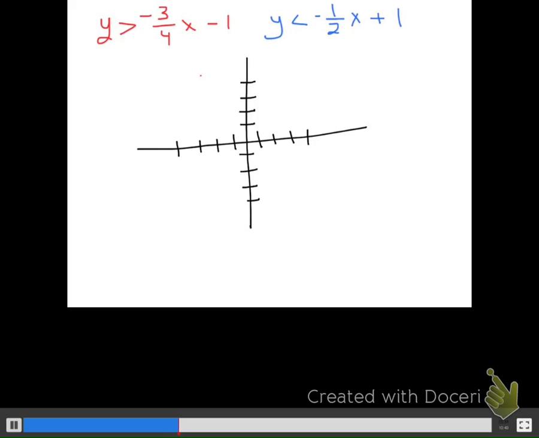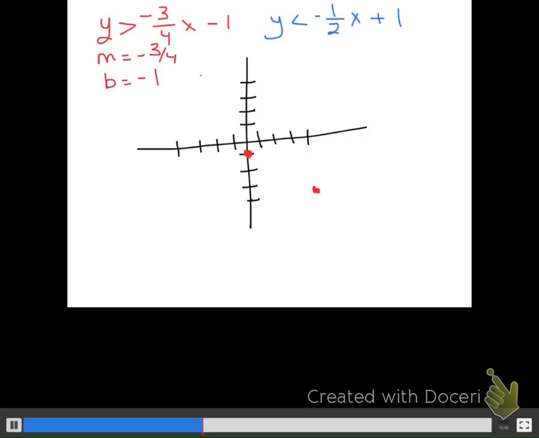Now let's graph our two inequalities on the same coordinate plane. Notice in the first one, our slope is negative 3/4, and our y-intercept is negative 1. So we start at our y-intercept because we know this line crosses the y at negative 1. Our slope is negative 3/4, so that means, since it's rise over run, we're going to go down 3, since it's negative, and over 4.